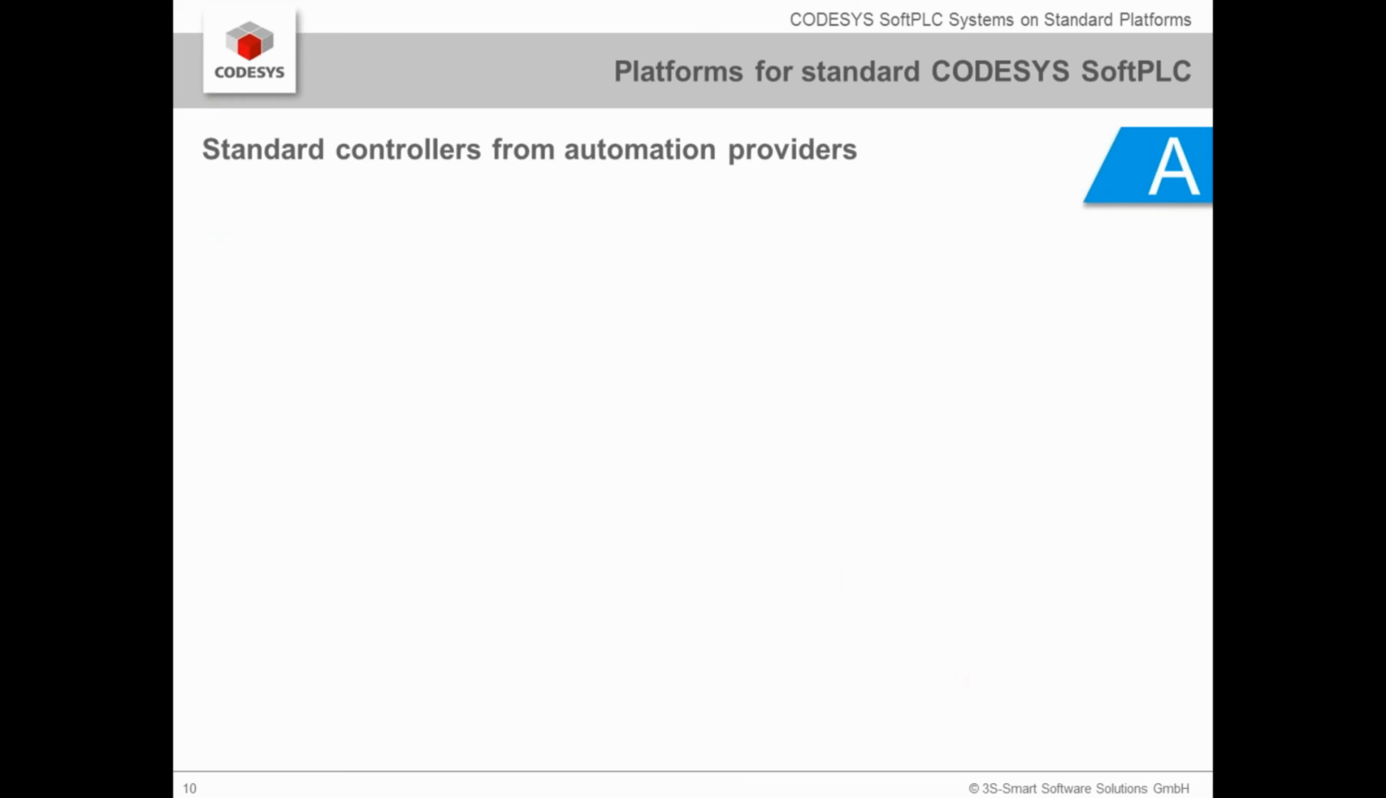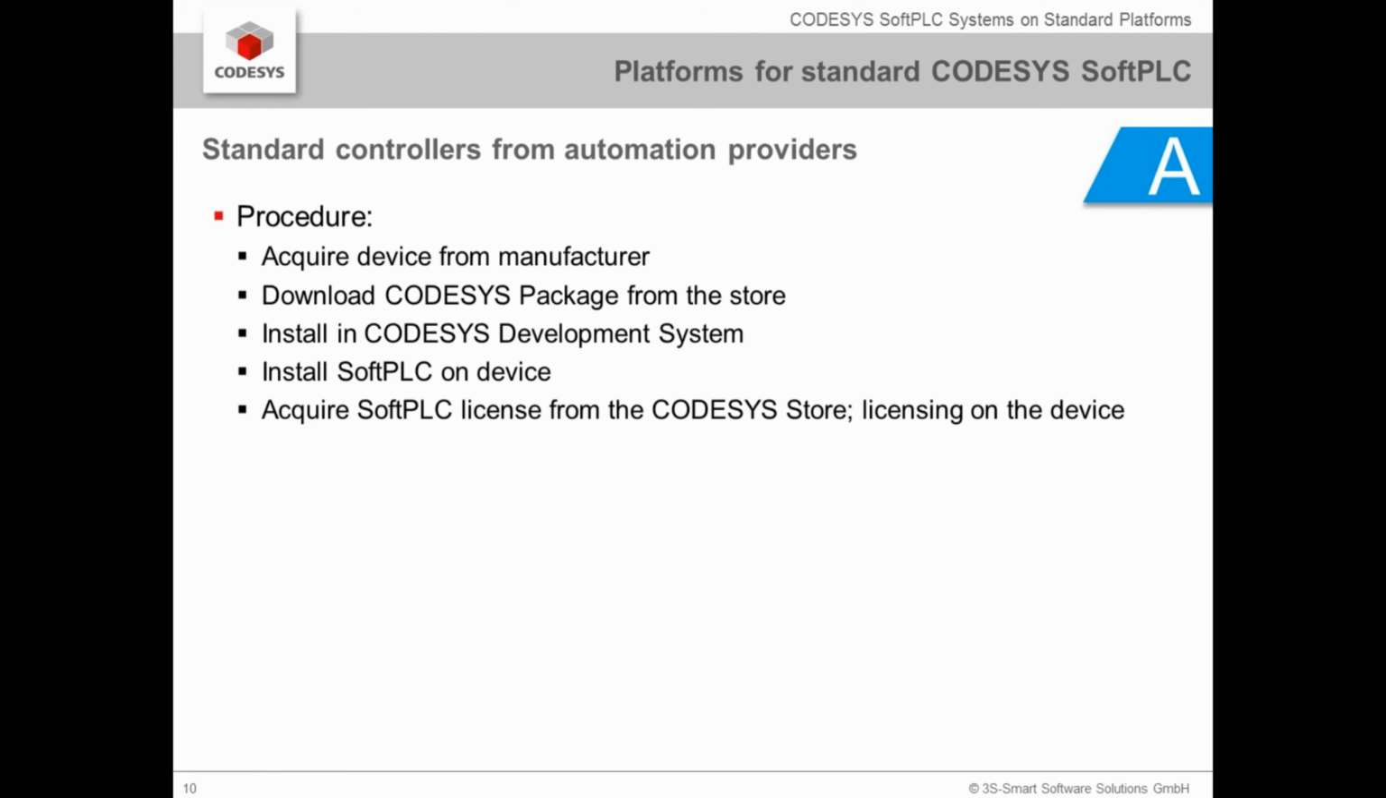Now, how is it possible to make such a device programmable with standard CODESYS? The procedure looks like this. You have to purchase the device from the manufacturer and download the CODESYS package from the CODESYS store. In case you take the CODESYS development system as a browser, you can immediately install that package into the development system, and there are some options to install the SoftPLC on the device. At that step, the technical part is already done.